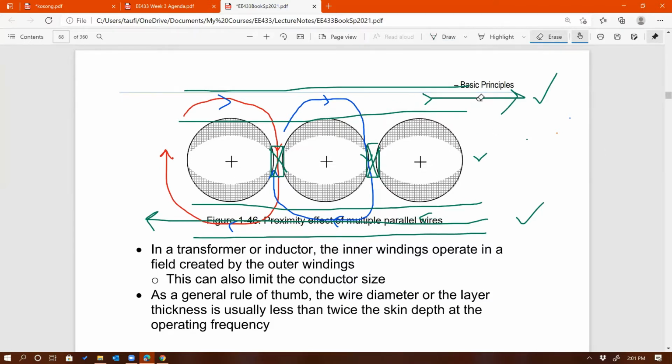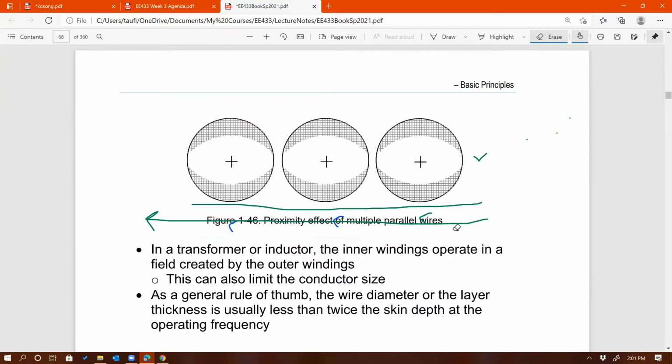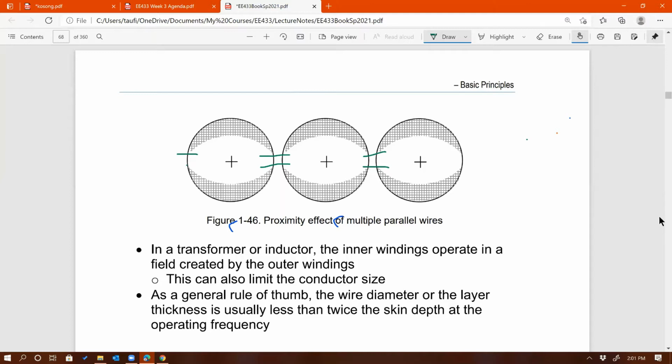Okay, let me erase that. Any question on this? And you can see that in between the two conductors, since there is no magnetic field, no electrons are attracted to this area right here, right? Nothing there. Any questions on this?